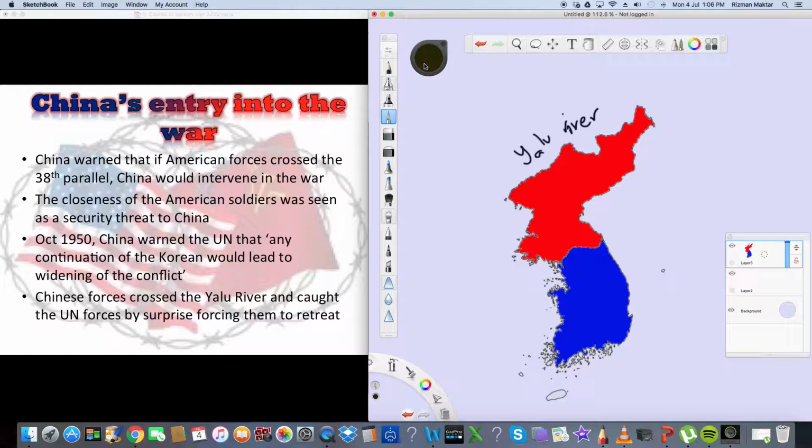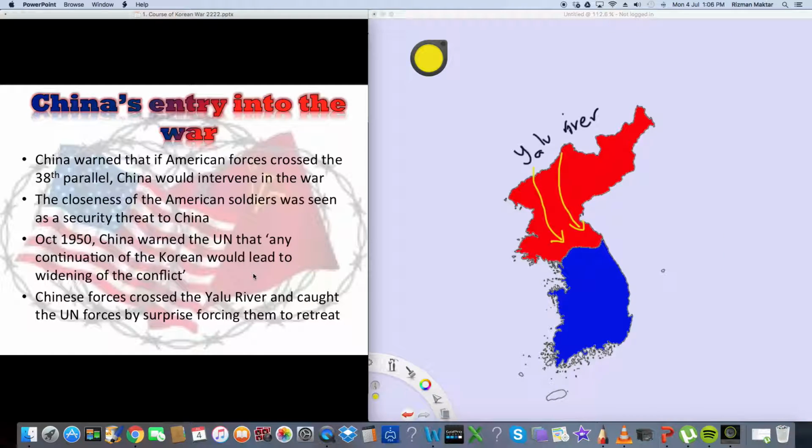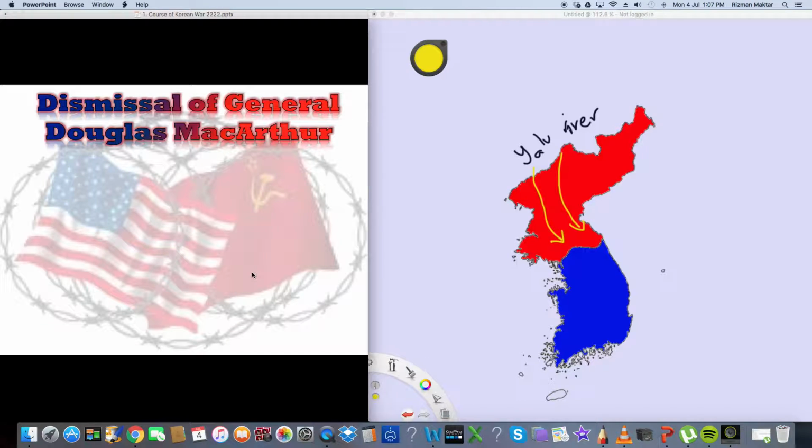The Chinese came into the war and helped the North Koreans push the USA and the UN forces back into the 38th parallel. They caught them by surprise. General MacArthur did not think that the Chinese would actually attack the UN forces, but they did. Caught them by surprise and pushed them back into the 38th parallel. That's the end of the map. If you turn to the next page, it did not end there.